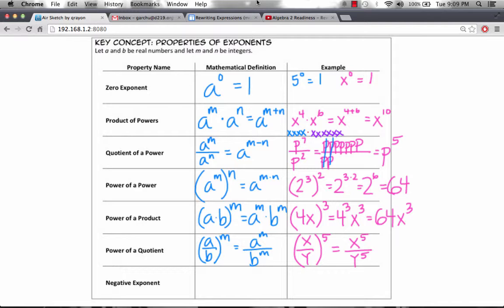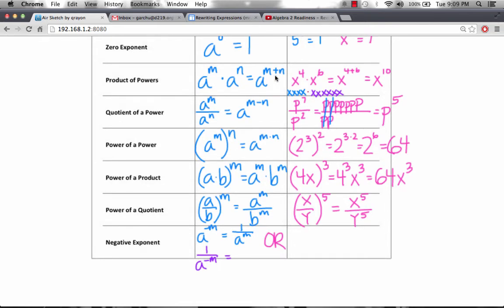Last but not least, I'll show two definitions and two different examples here. We have the negative exponent power. So that's telling us, what if we had a to the negative m power? Well, we can write the reciprocal, and then your power becomes positive. Or the other way around, we could say, what if we had 1 over a to the negative m? Again, reciprocal. We're going to have a to the m power.